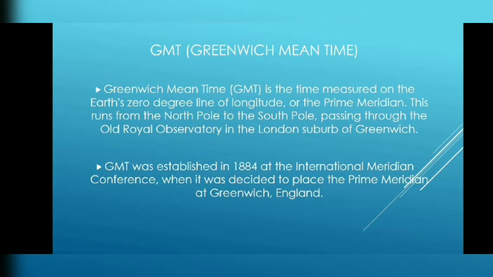GMT, Greenwich Mean Time. Greenwich Mean Time is the time measured on the Earth's 0-degree line of longitude, or the prime meridian. This runs from the North Pole to the South Pole, passing through the old Royal Observatory in the London suburb of Greenwich. GMT was established in 1884 at the International Meridian Conference, when it was decided to place the prime meridian at Greenwich, England.